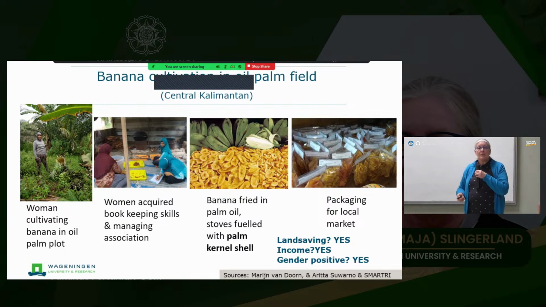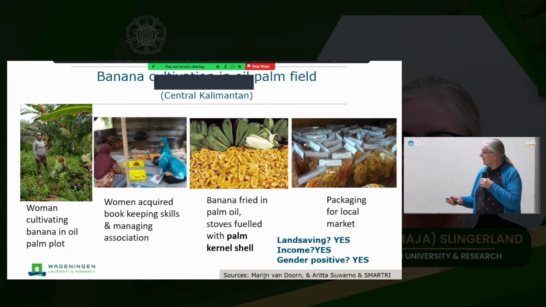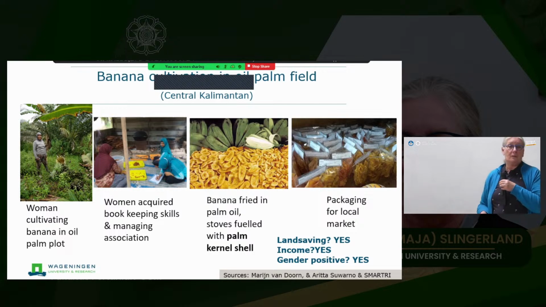And it's a really good business, and we're going to help them now with some regulations, because for food you have regulations. You cannot just start selling food, there are regulations. So we try to help them there. Is it land saving? Yes, we have banana in between the palm. Is it income? Yes. Is it gender positive? Yes. So there are quite some boxes ticked.